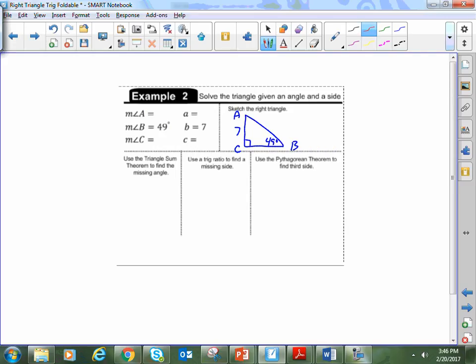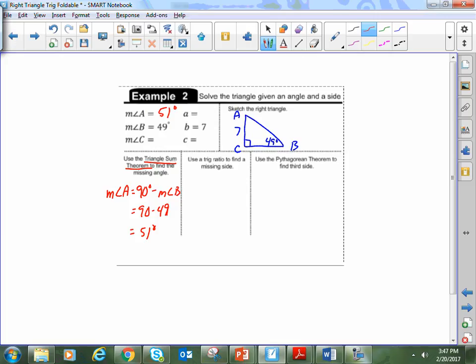Okay, well we have to figure out all the rest of it. Here it says to use the triangle sum theorem. That basically says that the three interior angles of a triangle have a sum of 180 degrees. Or you could be more specific and say the two acute angles of a right triangle have to be complementary. So that means we can say the measurement of angle A is equal to 90 degrees minus the measurement of angle B. So I can say 90 minus 49 degrees, so angle A is 41 degrees.